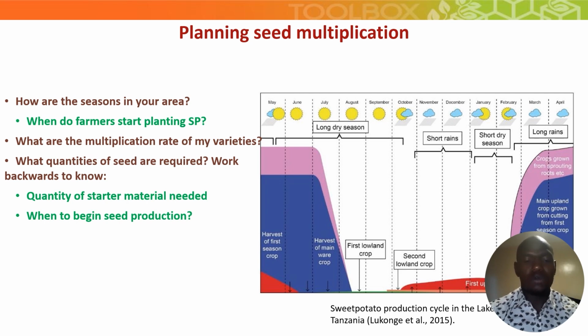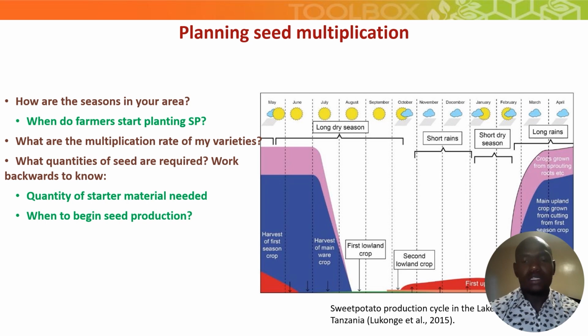My colleagues took you last week through greenhouse production. So we expect that when you go to the open field, you get your clean material from the greenhouse. By having a multiplication plan, you will know how much planting material you are going to source from a greenhouse. The plan also helps you to know when to begin your seed production.